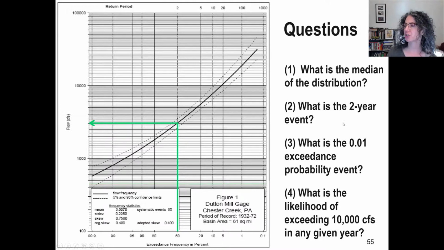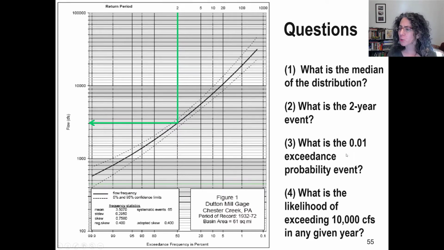Next question is, what's the 2-year event? So the 2-year event, the exceedance probability is 1 divided by the return period. So 1 divided by 2 is 0.5 or 50%. So this is the same as the 50% exceedance probability. Or you can look at it as the 2-year event is an event that's exceeded on average every 2 years or half the time. So half the values should be above it. And again, that's the median. So now we're coming down from the 2 and over to the same value of 3,000.